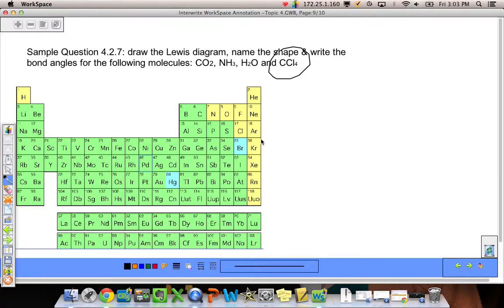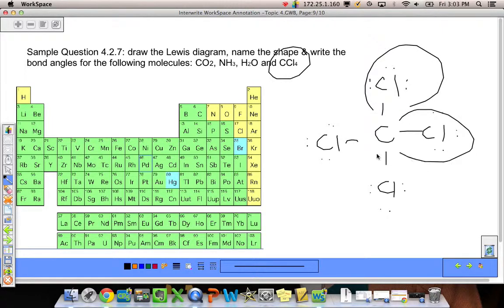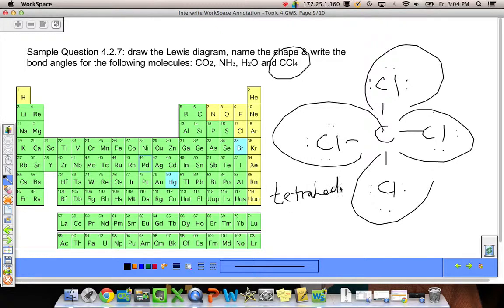CCl4 is my last one. Again, I'd go through my steps of double checking, but I'm running short on time, and we've done it already on a different page, so I'm not going to go through it again. But to draw it out at least, there is my CCl4. It has 4 electron clouds, all 4 of which are bonds. This is called tetrahedral, and it is 109.5 degrees.